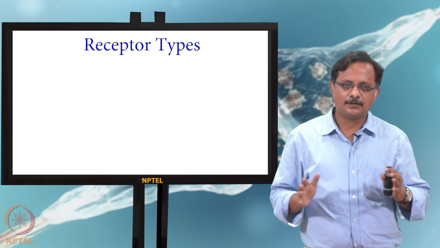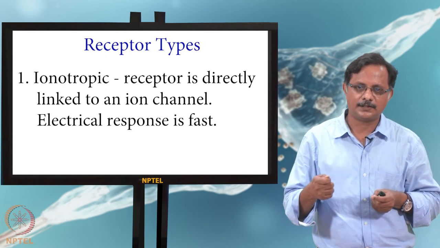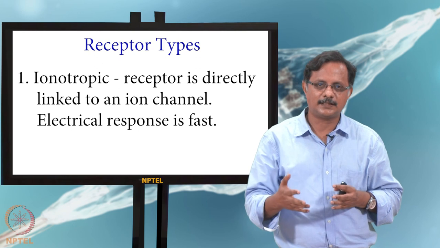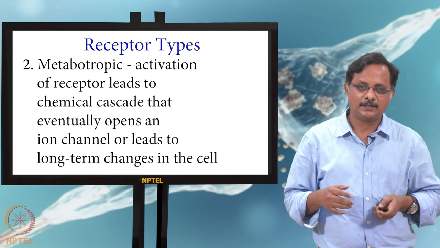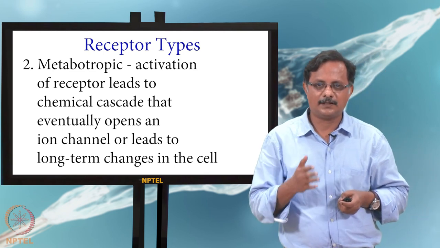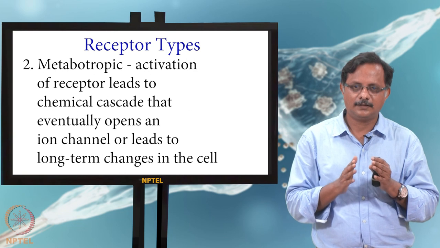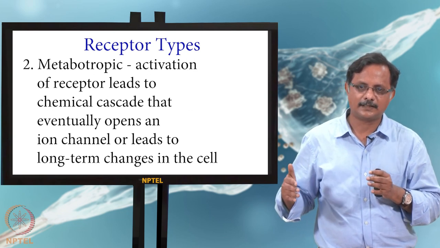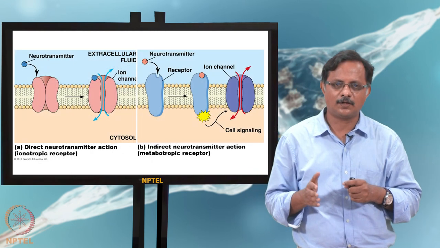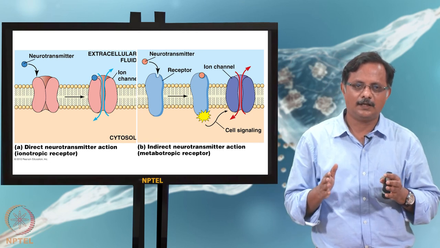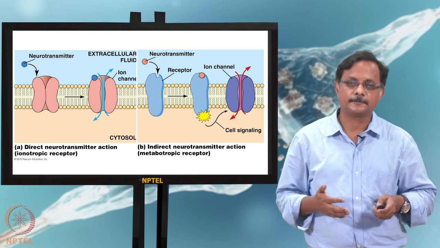There are two broad types of receptors. There are ionotropic receptors, where the receptor is directly linked to an ion channel, it is actually part of the ion channel, and the response in these receptors is fast. And then there are metabotropic receptors, where the activation of the receptor leads to chemical cascades. After a long cascade of signals triggered by the binding event between the neurotransmitter and the receptor, at the end of the cascade a channel opens, producing a flux of ions. In this figure, on the left side you see direct neurotransmitter action, which is an example of the ionotropic receptor. On the right side, you see an example of a metabotropic receptor.